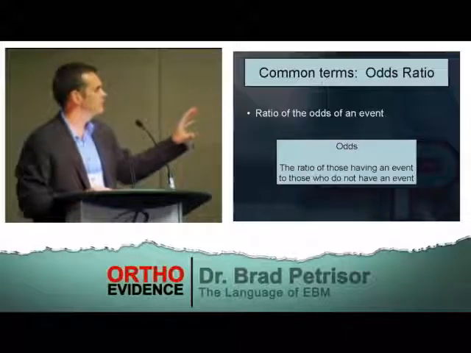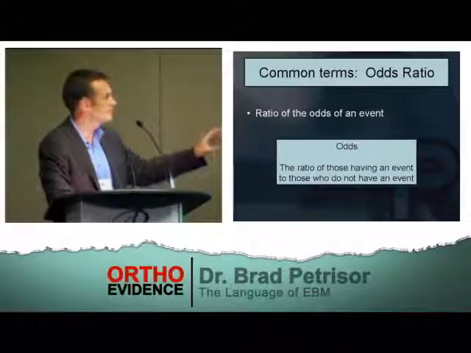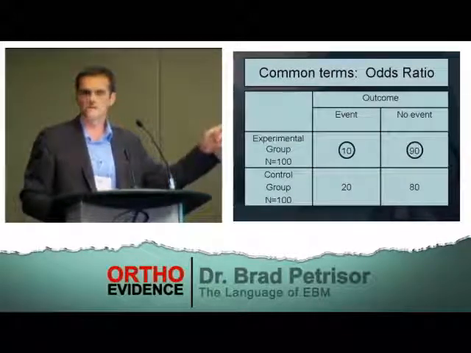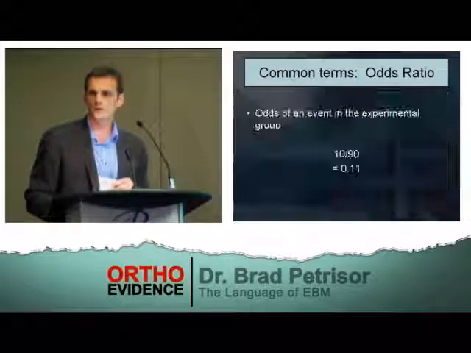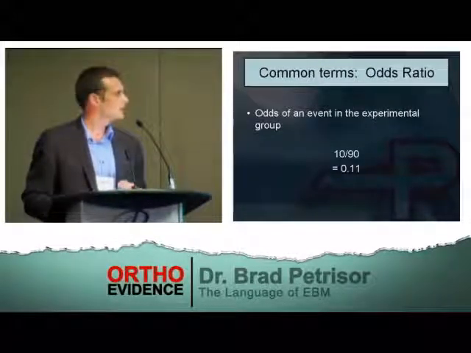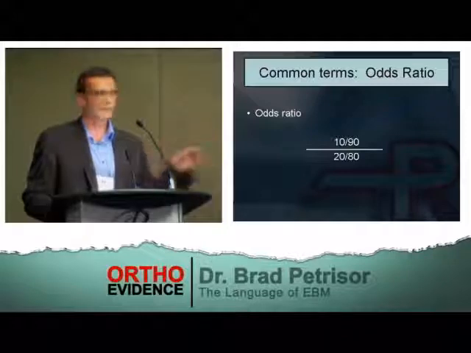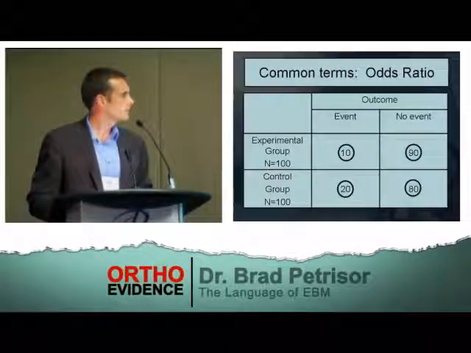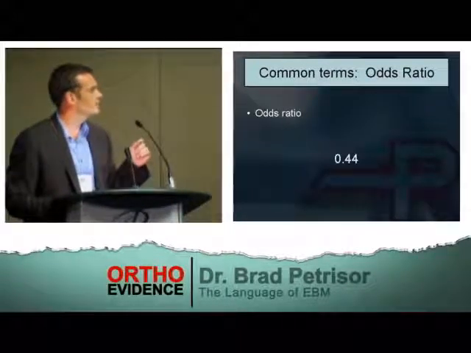Ratio of the odds of an event. So odds is the ratio of those having an event to those who do not have an event. So if we go back to our 2x2 table, the odds in this case would be what? The odds of having an event in the experimental group would be 10 over 90. So the odds of an event in the experimental group is 0.1, and the odds ratio would be 10 over 90 divided by 20 over 80, and would be 0.44. But what does that tell us?